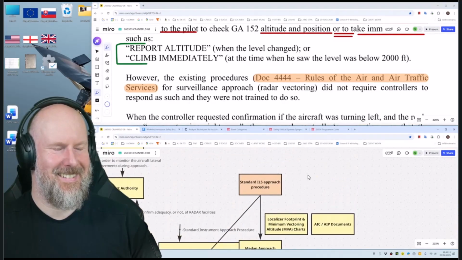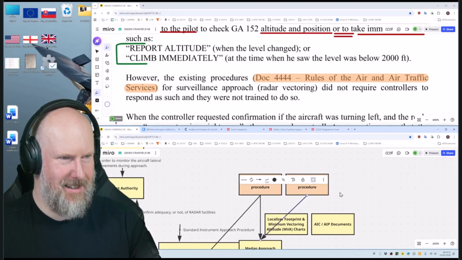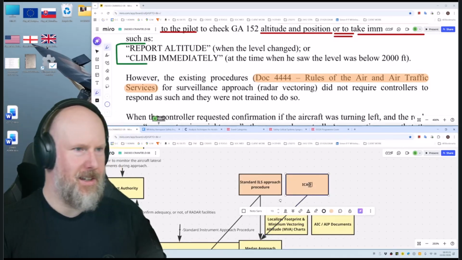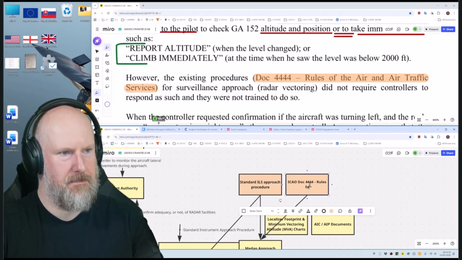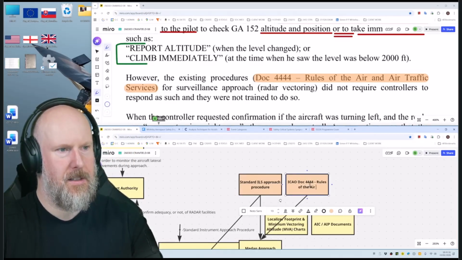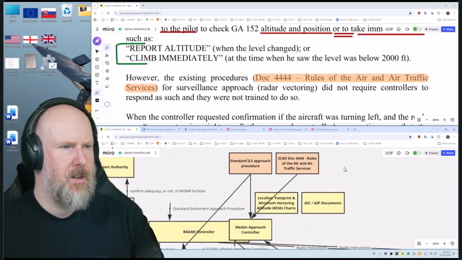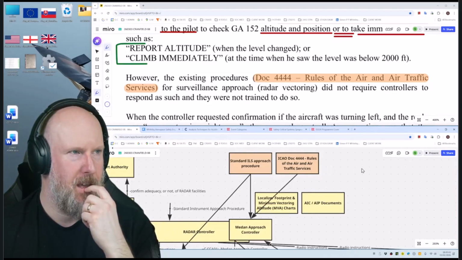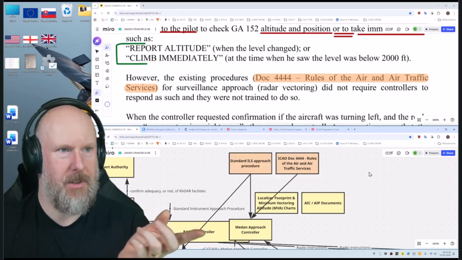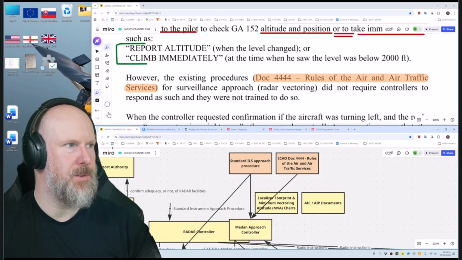Okay, right. I'm a bit surprised by that. That's a bit strange. Okay, let's look at ICAO Doc 4444, Rules of the Air and Air Traffic Services. Right, so they're saying the existing procedures is this ICAO document, but that document does not require controllers to respond as such, and they were not trained to do so.